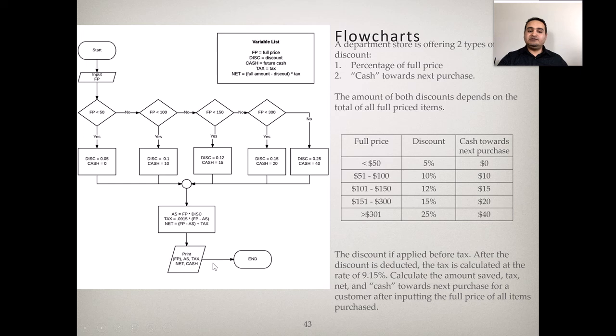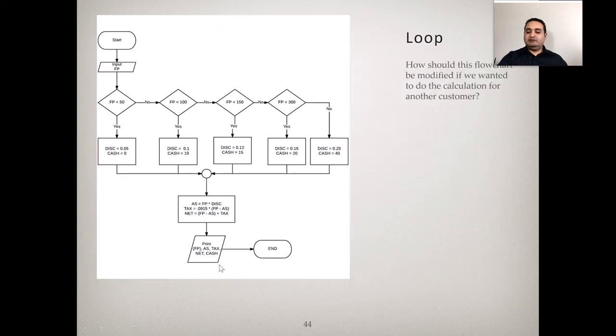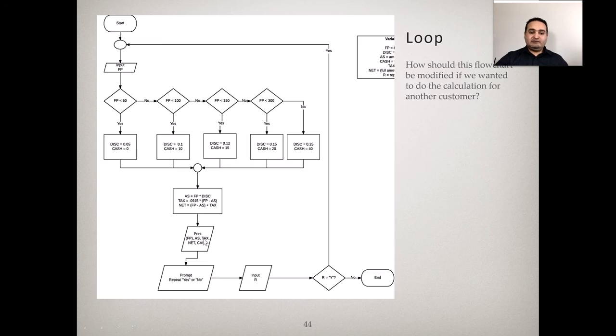To add that loop option, it goes right after the output shape. So this is where we are going to put it. We will have a prompt, which is a pop-up message that comes to the clerk asking, do you want to repeat? The input will be repeat, and then the clerk will say yes if they want it to repeat. Then it will loop and start from scratch, and ask for this new customer, what is the full price, and so on. If they don't want it to repeat, then it will end.